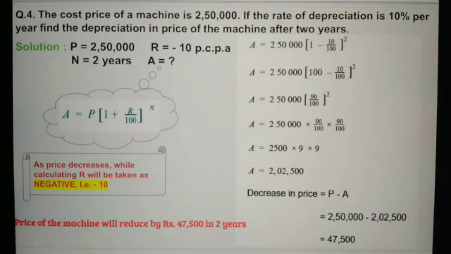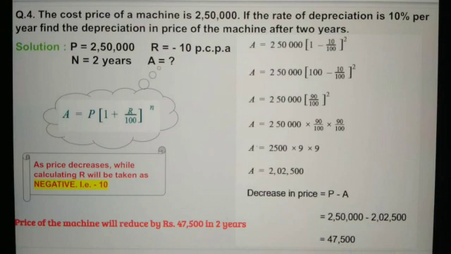Therefore A is equal to 2,50,000 (90/100)^2. Very good. Therefore A is equal to 2,50,000 into 90/100 into 90/100. After cancellation, A is equal to 2500 into 9 into 9. After multiplication, your amount is 2,02,500.